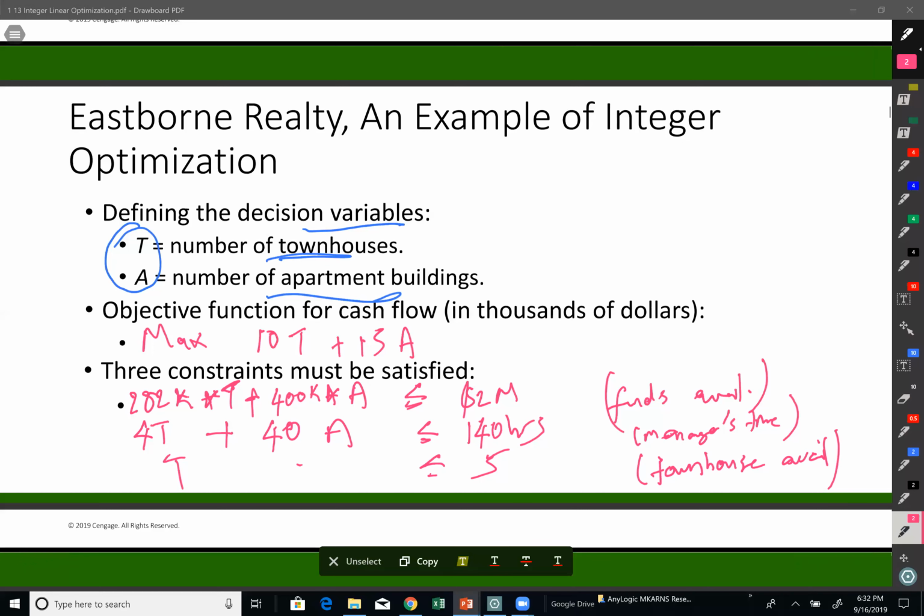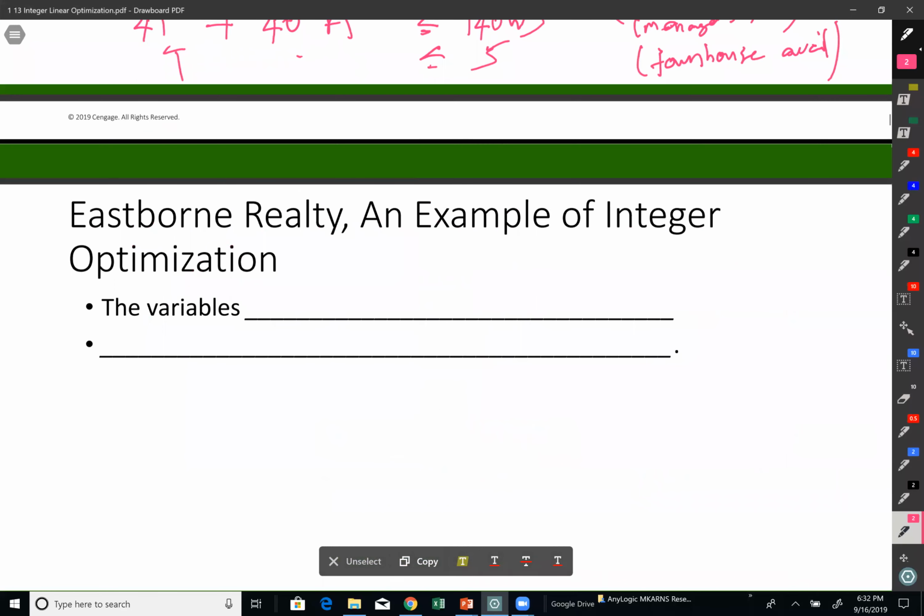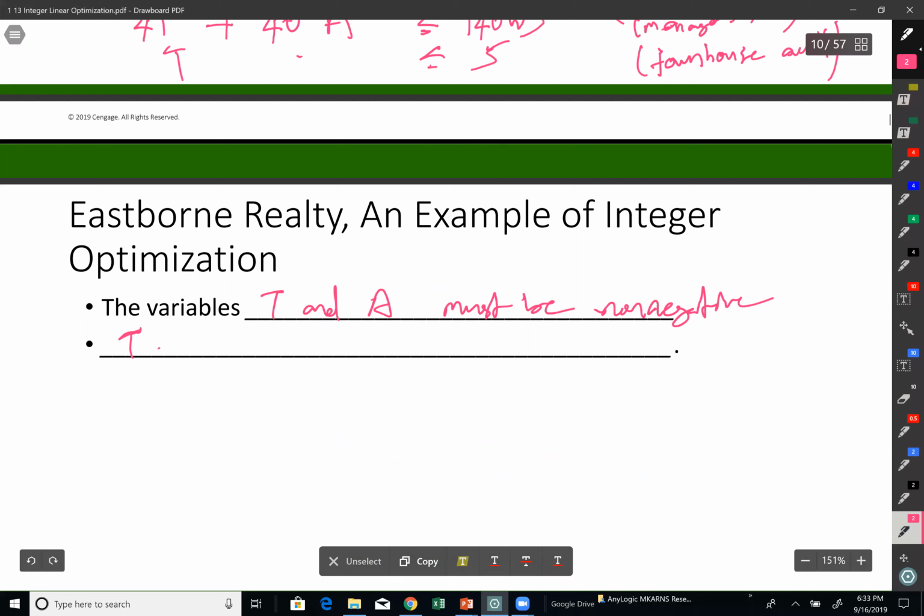And we also have variables T and A that we talked about. T and A must be non-negative, because these values cannot be negative. I cannot buy a negative number of apartments. And also, we know that T and A must be integer, because I cannot buy half a townhouse or apartment.